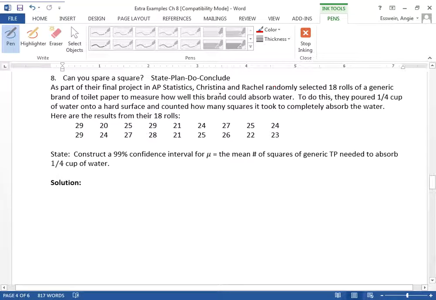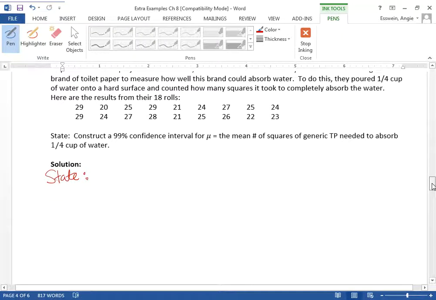Extra example number 8. We're doing a confidence interval for the population mean. If we do this completely in 4 steps, and only 2 of your homework problems tonight will be this state, plan, do, conclude, then what we're trying to do is estimate, even though it kind of says that up here, we want to write it ourselves. Mu, and are we trying to find the mean number of toilet paper rolls? Yeah, the mean number of squares of TP.